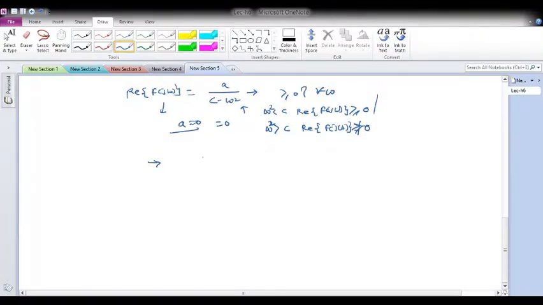Now suppose b is not equal to 0, then what is to be done? If this is the case, then the function can be written as s plus a divided by s square plus bs plus c. Here the numerator is first order and the denominator is a quadratic. Now let us check for the third condition.